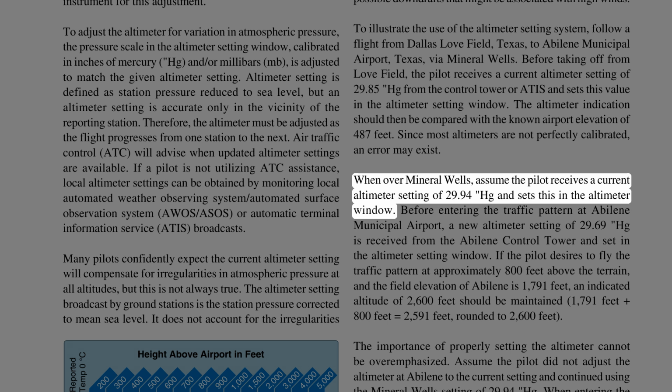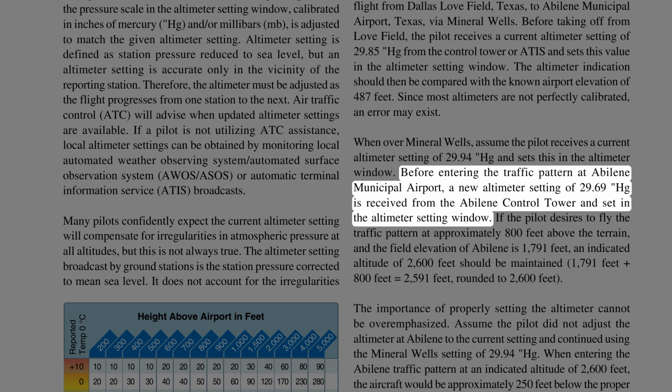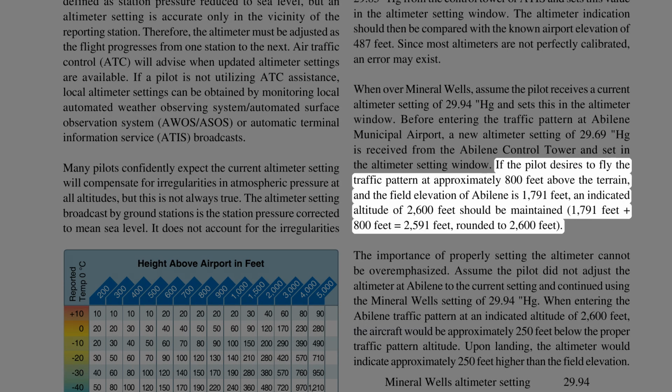When over Mineral Wells, assume the pilot receives a current altimeter setting of 29.94 Hg and sets this in the altimeter window. Before entering the traffic pattern at Abilene Municipal Airport, a new altimeter setting of 29.69 Hg is received from the Abilene control tower and set in the altimeter setting window. If the pilot desires to fly the traffic pattern at approximately 800 feet above the terrain, and the field elevation of Abilene is 1,791 feet, an indicated altitude of 2,600 feet should be maintained.